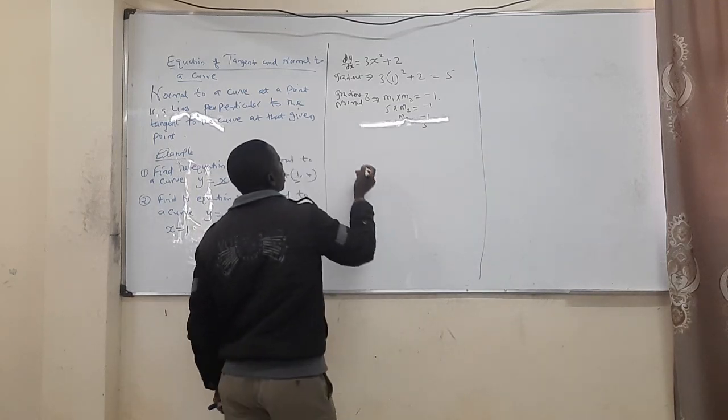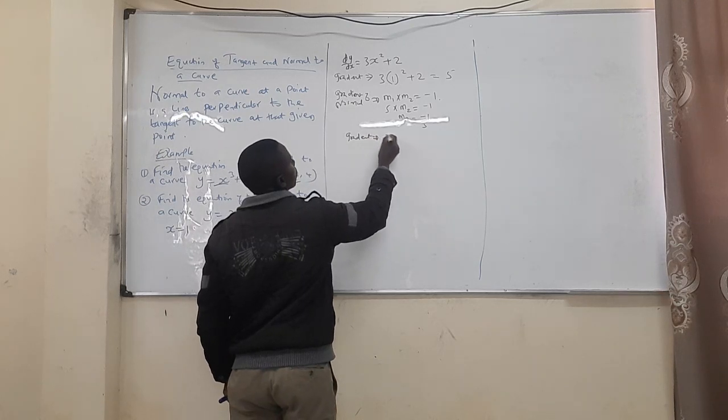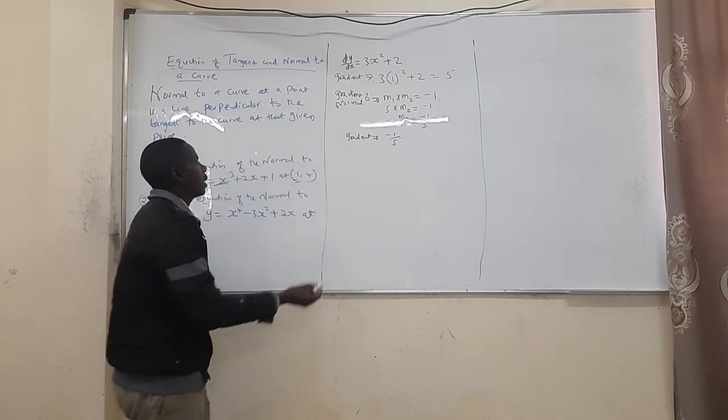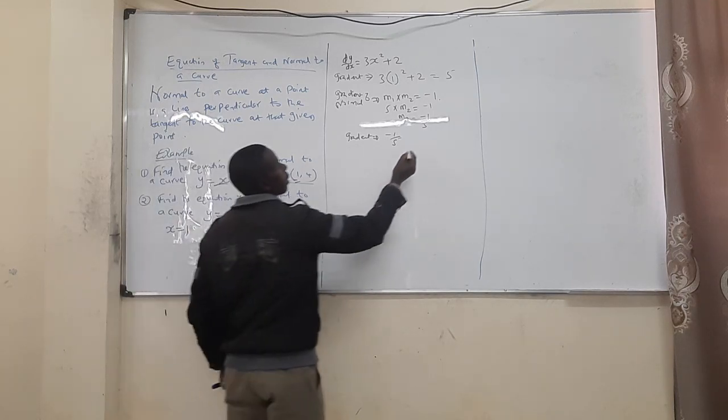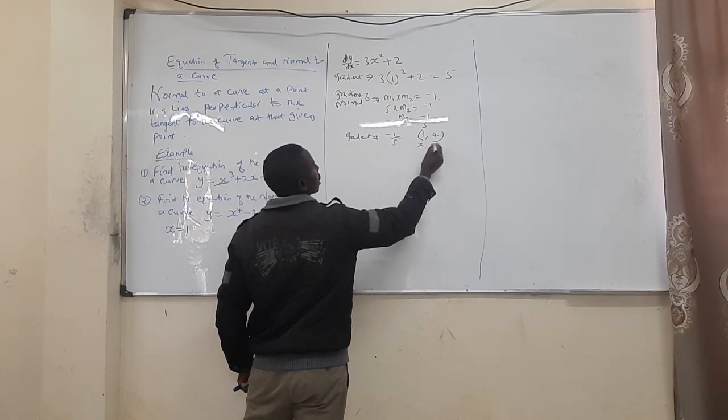Then to get the equation, we have the gradient as minus 1 over 5. We have a coordinate where the normal is passing, that is (1, 4). So we have an arbitrary point (x, y).